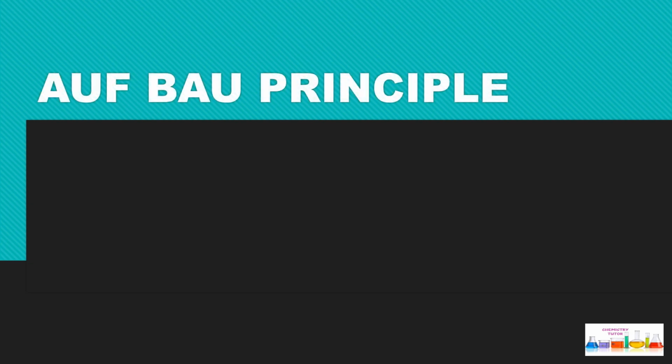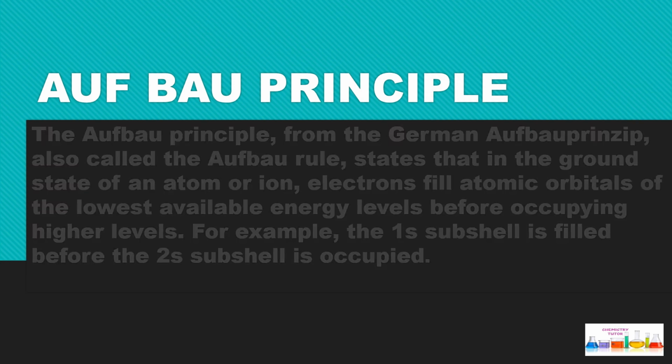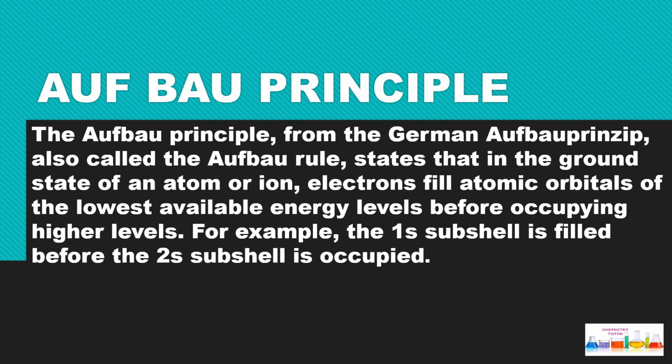Aufbau Principle. If we want to learn about the electronic configuration, we need to learn about the Aufbau principle. The Aufbau principle dictates the manner in which the electrons are filled in the atomic orbitals of an atom in its ground state. The Aufbau principle, from the German Aufbau, also called the Aufbau rule, states that in the ground state of an atom or ion, electrons fill atomic orbitals of the lowest available energy levels before occupying higher levels. For example, the 1s subshell is filled before the 2s subshell is occupied.